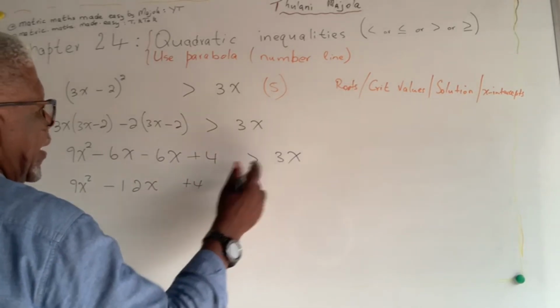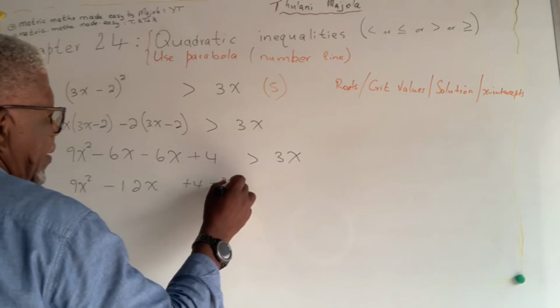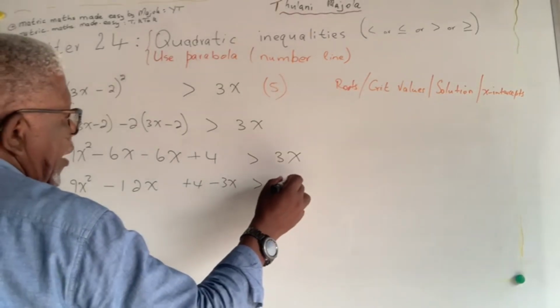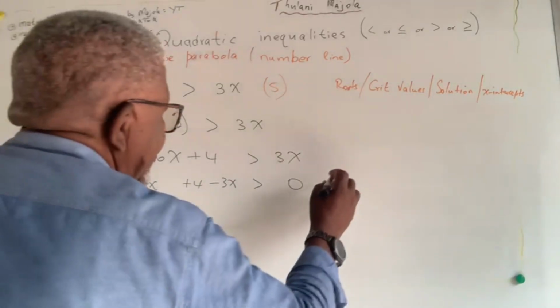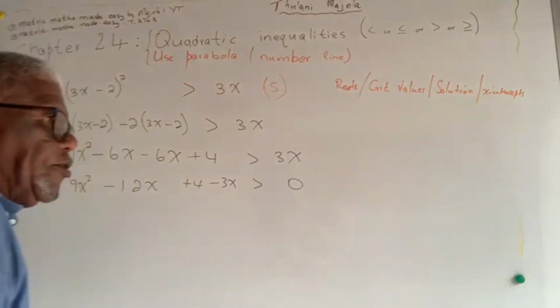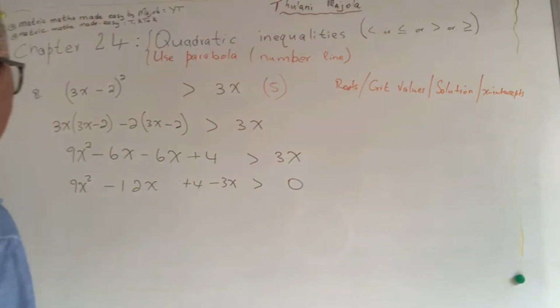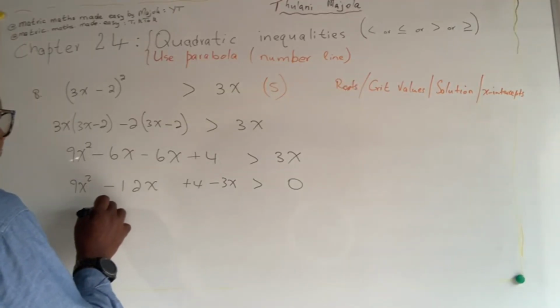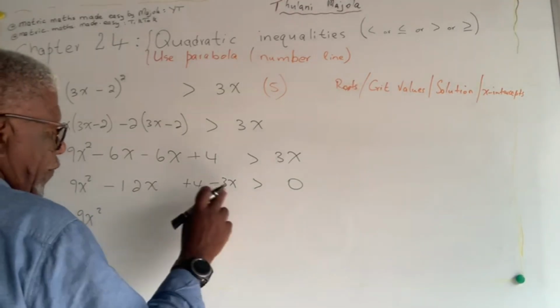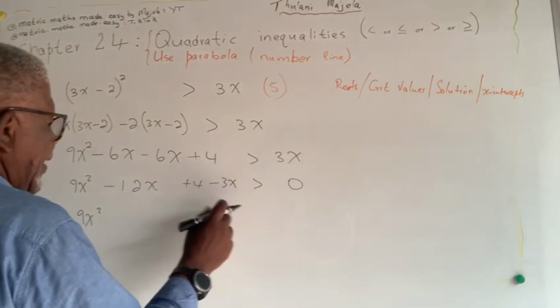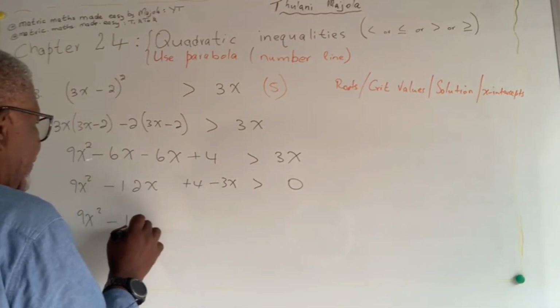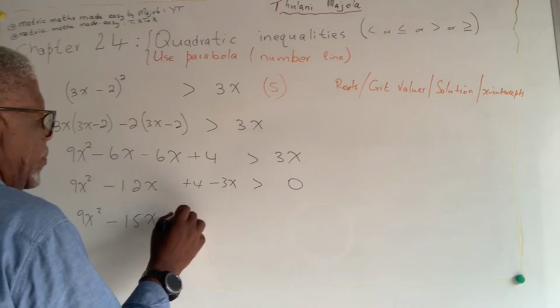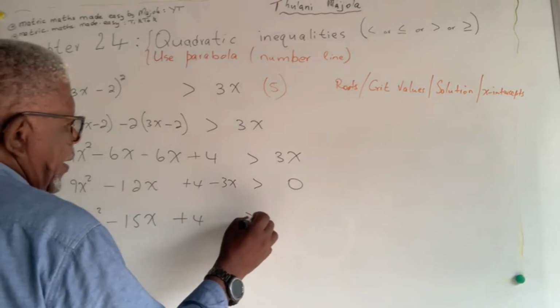And then I take this 3x to the left hand side, and then I end up with a 0 on the right. We make the right hand side equal to 0 so that you can get your roots. That's the only way. So now what we have is 9x squared, negative 12 minus 3 is negative 15x, plus 4 greater than 0.